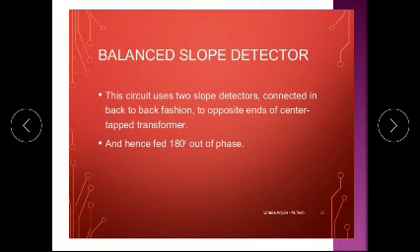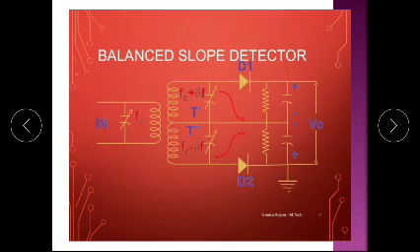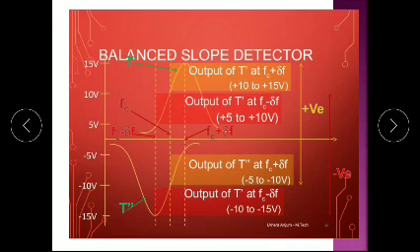Now see the balanced slope detector. This circuit uses two slope detectors connected in back-to-back fashion to opposite ends of a center tap transformer, and hence fed 180 degrees out of phase. So here is the circuit diagram of the balanced slope detector. In that, two diodes are utilized, then the RC network, and the output voltage at V0. Balanced slope detector characteristics you can see here.